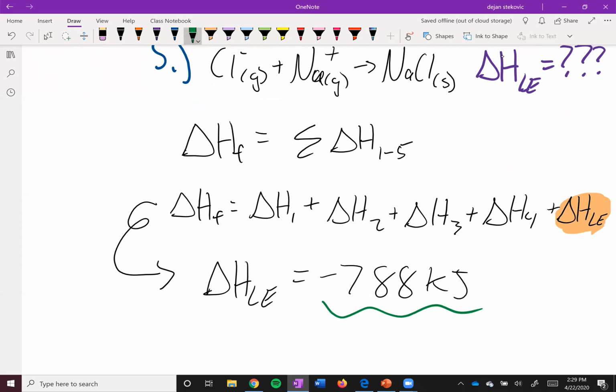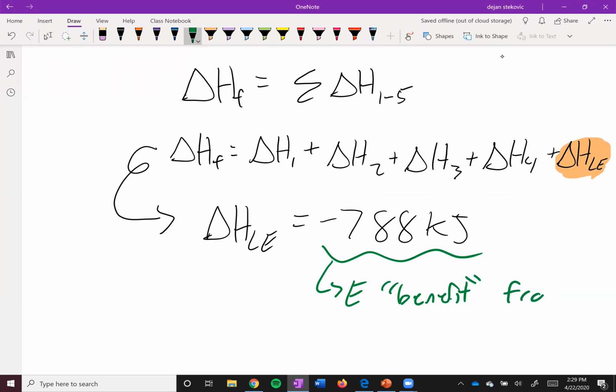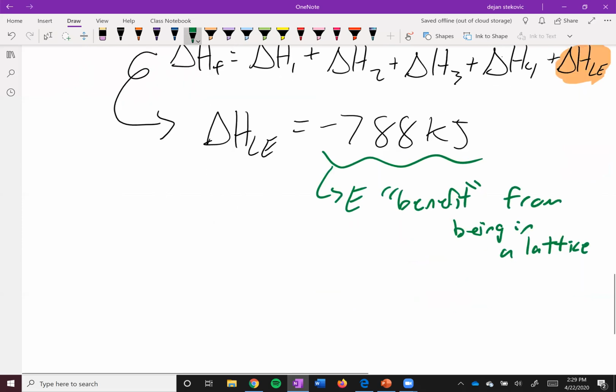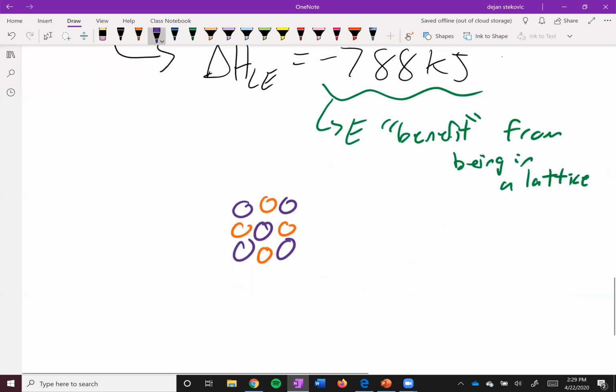And so this lattice energy, you can tell it's very exothermic. And so this is the energy benefit from being in a lattice. Right? Positive and negative charges are attracted to each other. So if you let them be close to each other, that's a releasing energy scenario. Think about if you have 2 magnets, right? And you try to pull them apart, that takes energy. If you just let them go, they'll come together. And when they come together, what they're doing is releasing energy.